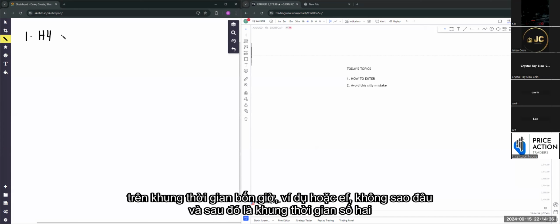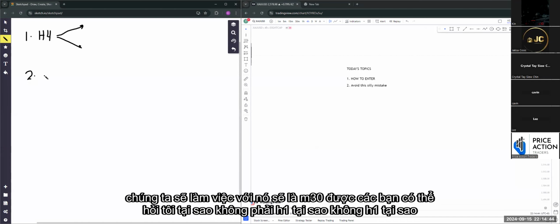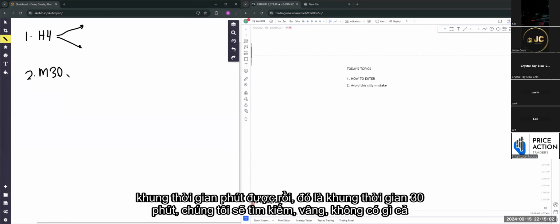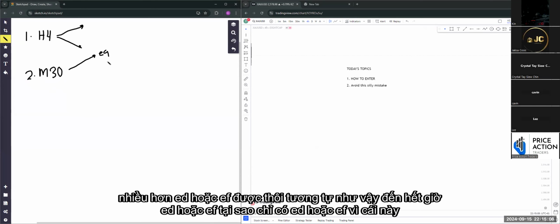What we're going to look for on the 4-hour time frame is EG or EF. That's it. Time frame number 2 that we're going to work with is M30. You might ask me, why not H1? Why not 1 hour? This is what made me start to get consistency after I found this 30-minute time frame. On the 30-minute time frame, we're going to look for nothing more than EG or EF, same as the 4-hour.